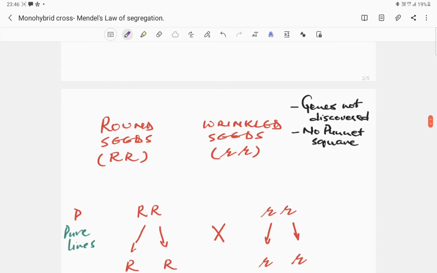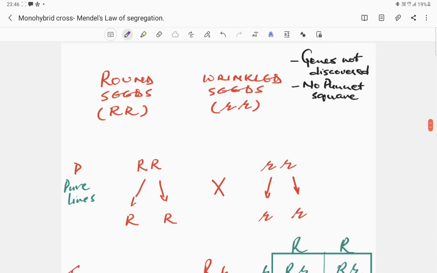And let's look at one of the monohybrid crosses here. I don't know whether this was the first experiment or the second one, but in one of the experiments, he chose round seeds, and he chose pure lines of round seeds. And he also chose pure lines for wrinkled seeds. Now, this particular trait of round seed is the dominating trait, and the wrinkled seed is a recessive trait.